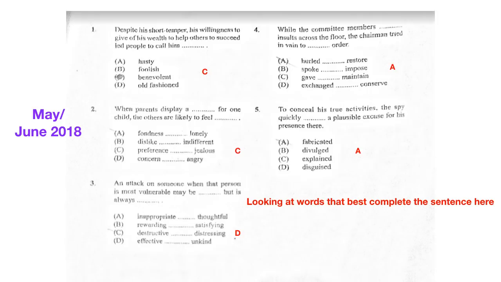So we are looking at some multiple choice paper. This paper here is the May-June 2018 paper. I'll put a link in the description to the full paper. Go ahead and look at that if you wish.